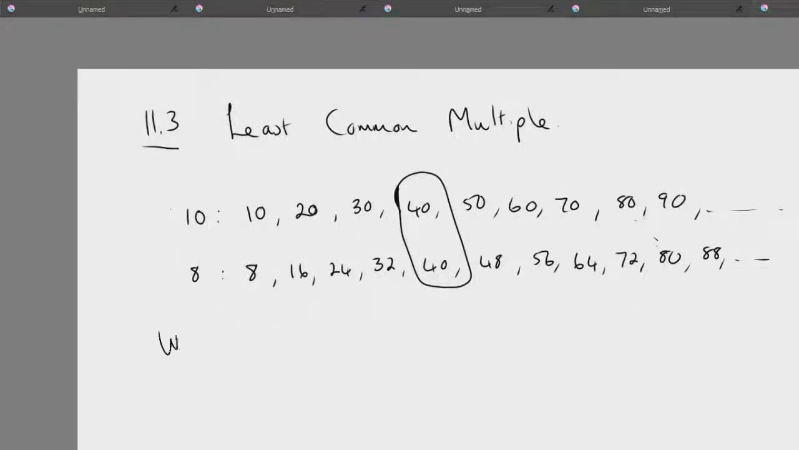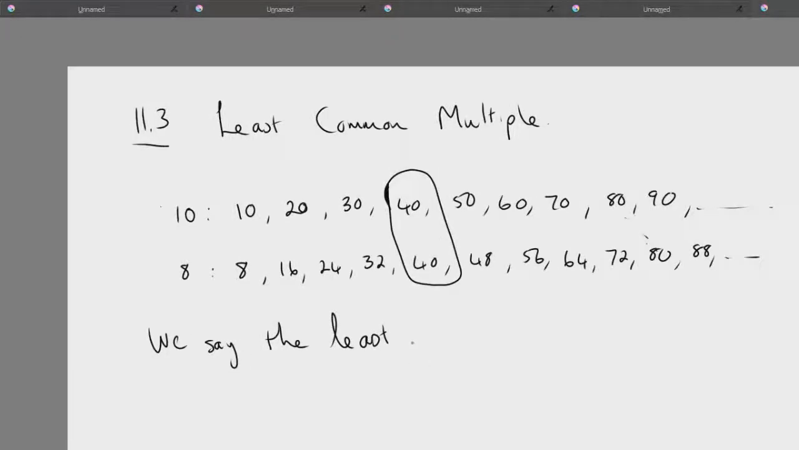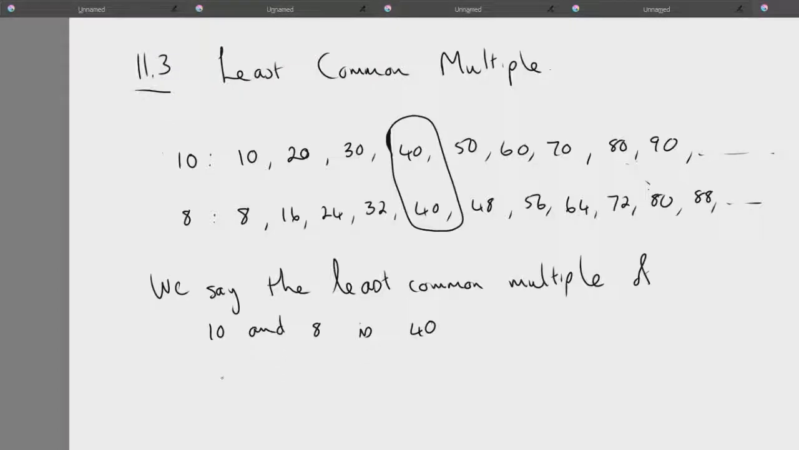For some reason, we don't say lowest, we say least, which I find quite annoying, but everyone says that, so I guess I have to conform and say it too. We say the least common multiple of 10 and 8 is 40. Now that's a lot of words. We write this in a more compact way: LCM, the numbers in question, and the answer.